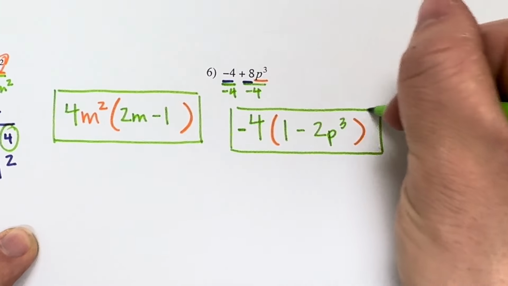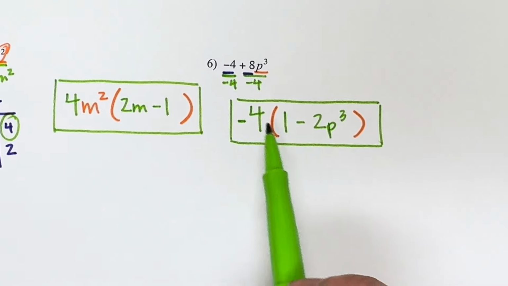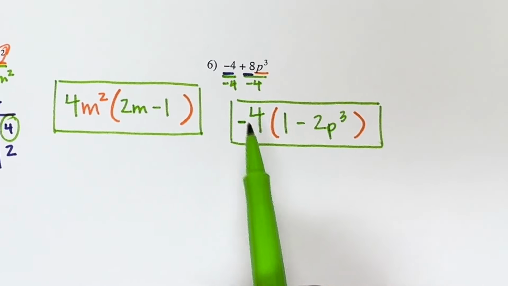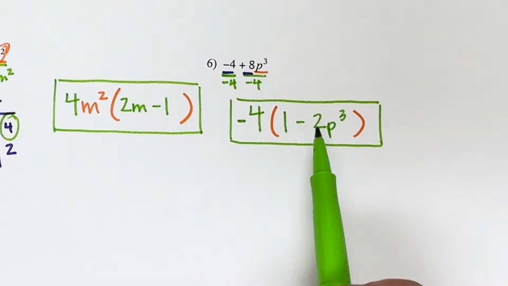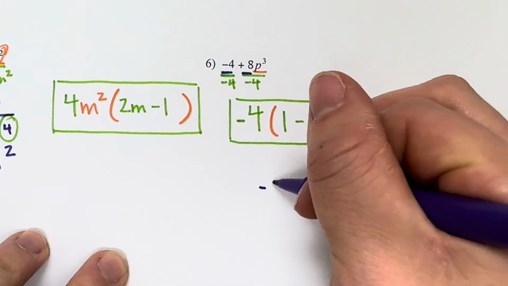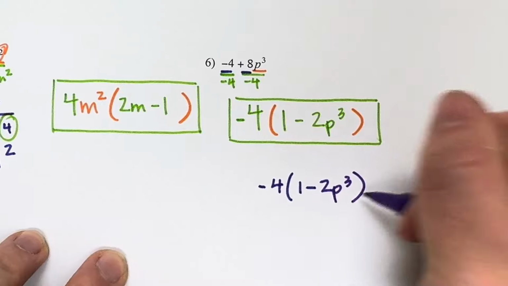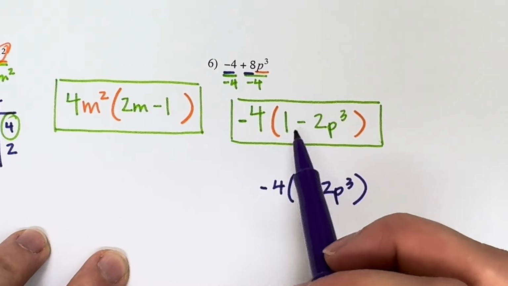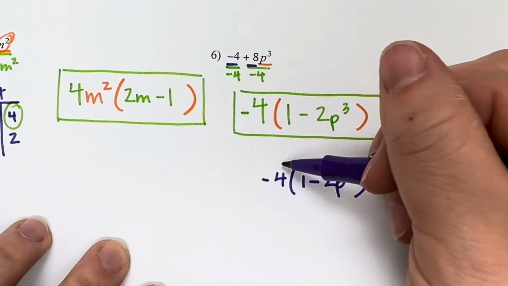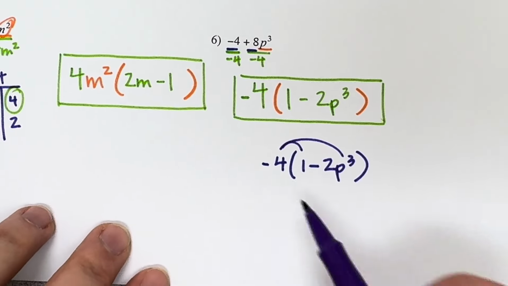And there we go. The last thing I want to show you in this video is the fact that factoring is just the opposite of distribution. Distribution we know is multiplication. So let's say I take this expression, -4 times 1 minus 2p cubed. Since we factored it, we are dividing. Let's see what happens when I use the distributive property to go the other way.